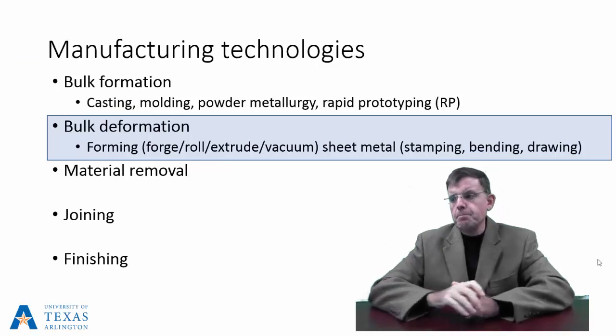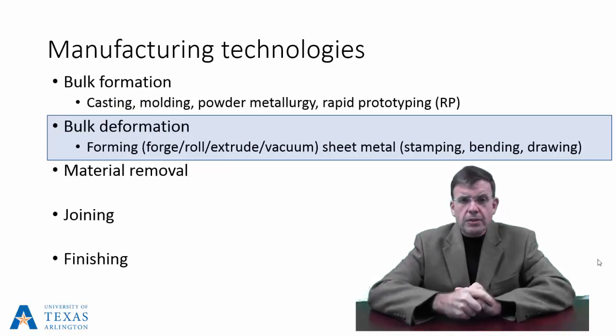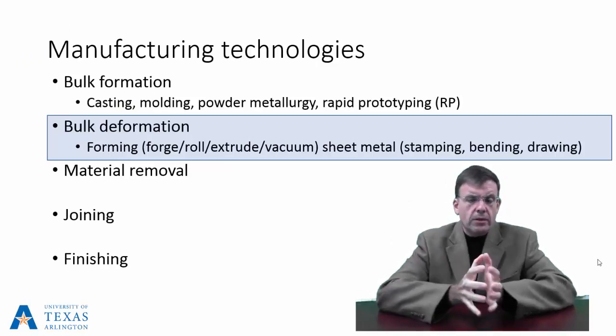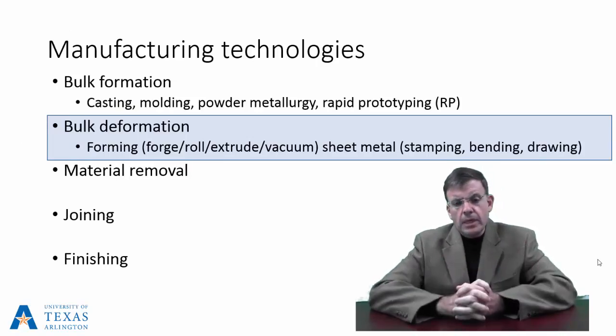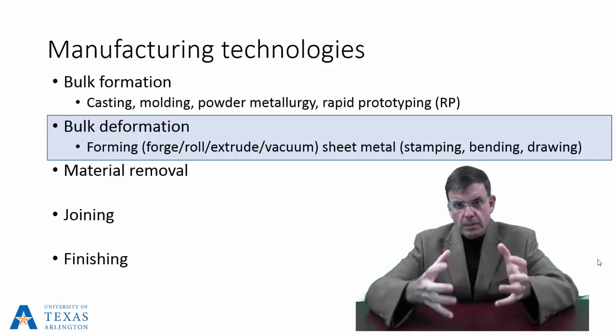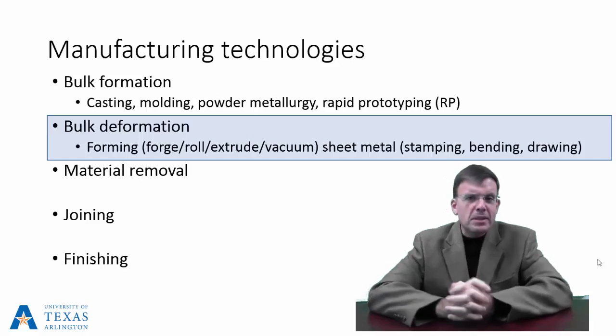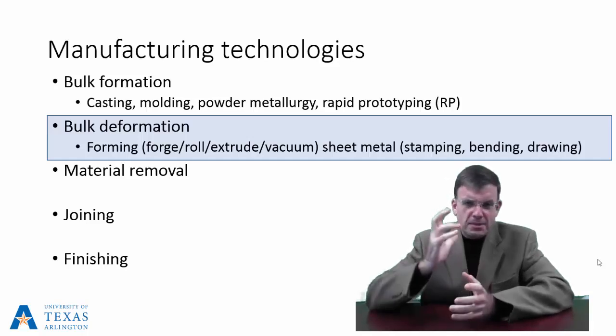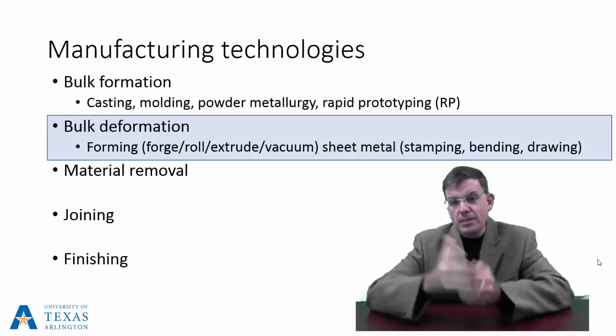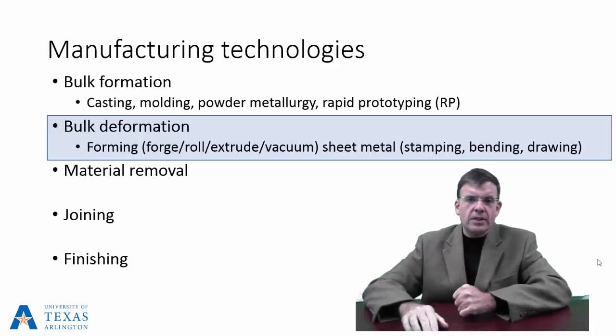Okay. Let's look at bulk deformation. So here we're going the other way. We're starting already from some stock material, and we're going to bash it into submission. This is also what's known as the heat and beat industry. So there are the big forging hammers, for example. So forging is one of the common examples.